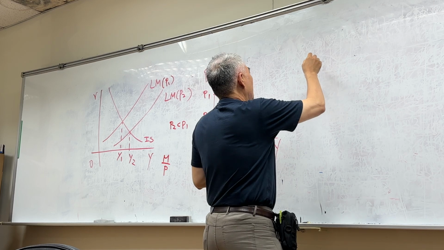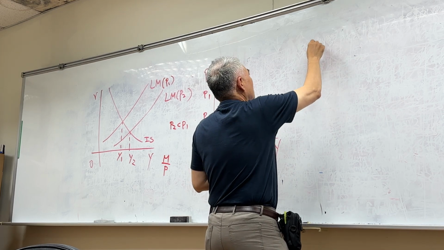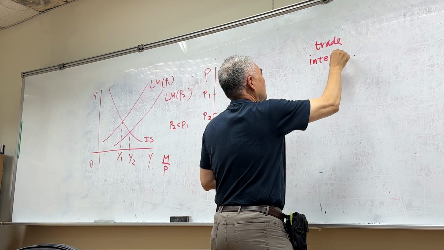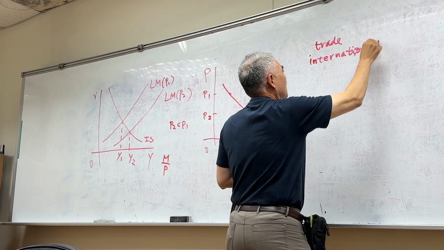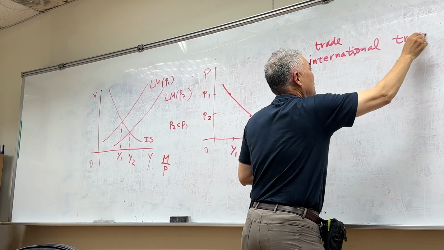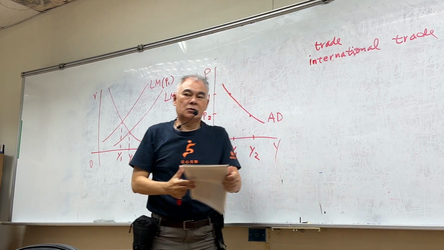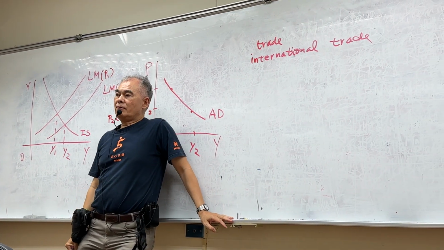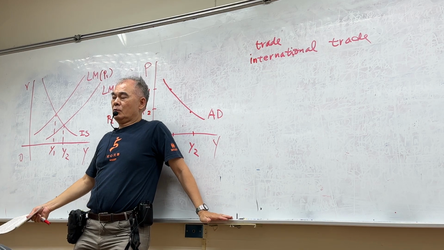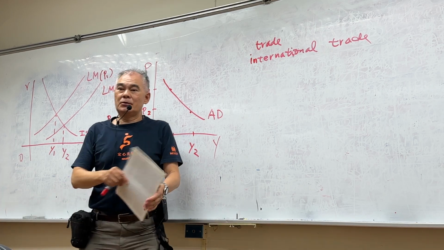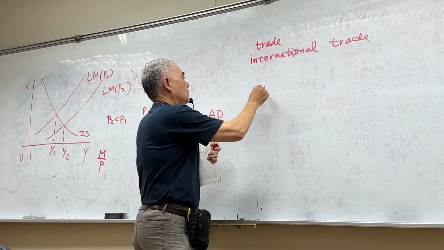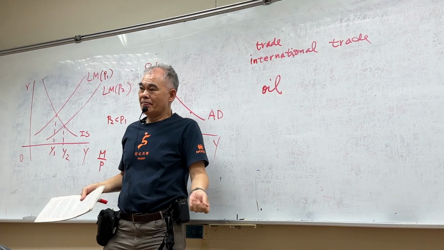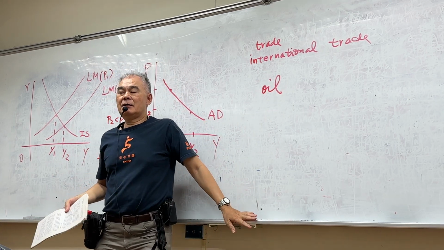Okay, then we're going to talk about international trade. So why do we need to trade? For one very simple reason. We don't have oil, right? We don't have oil, so we have to buy oil from Saudi Arabia. And natural gas.